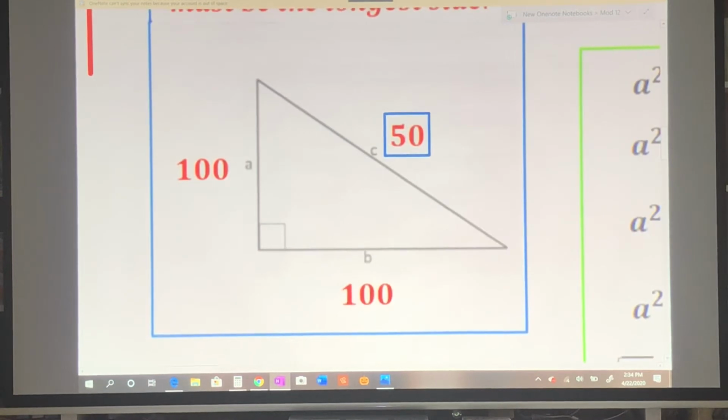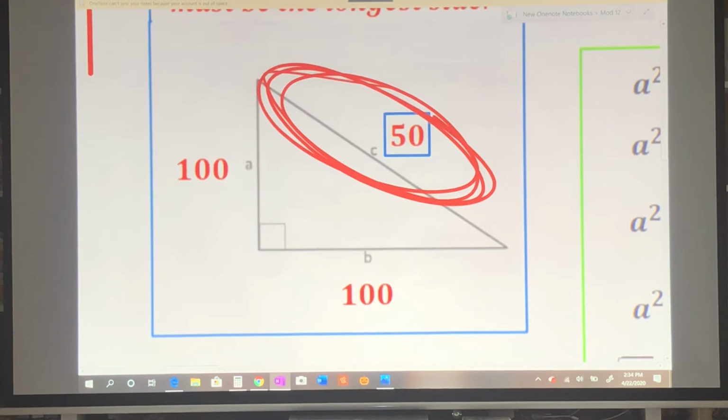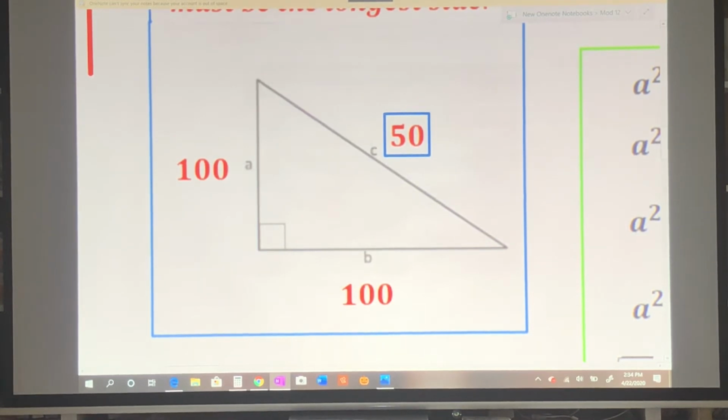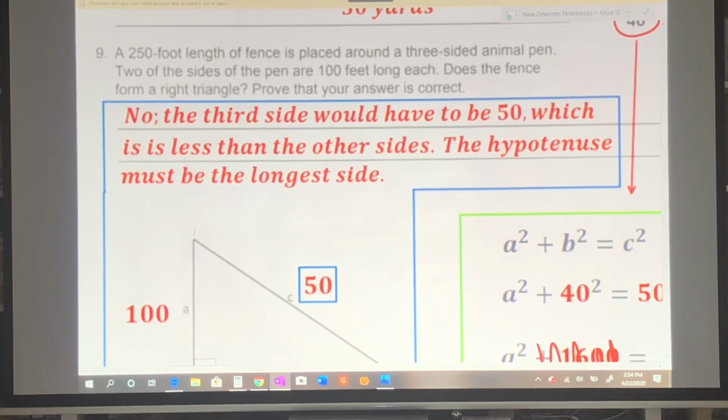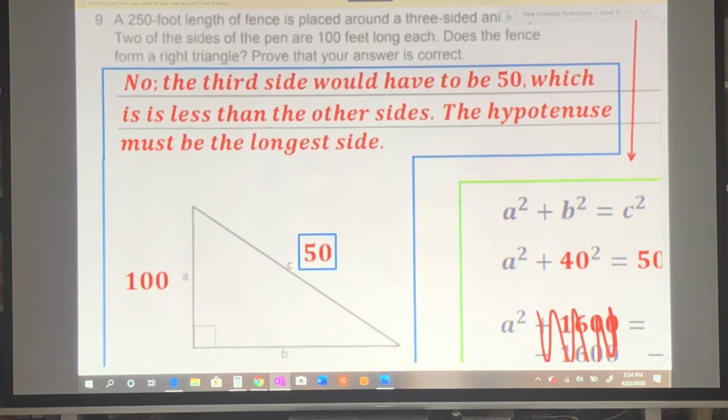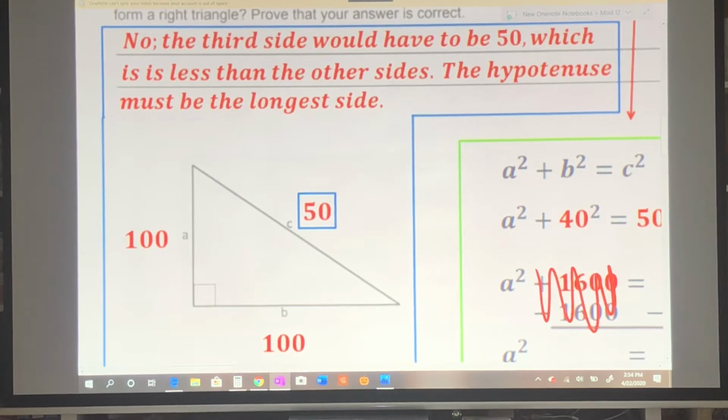Okay, that's the same thing I drew. Remember, if it's 250 total and they're telling you that A and B are 100 each, you've only got 50 left. 50 has to be your hypotenuse, which is the longest side. It's not going to work. I wrote, no! The third side would have to be 50, which is less than the other sides. The hypotenuse must be the longest side. Must be. Making sense? They tried to fool you. Hopefully they didn't.